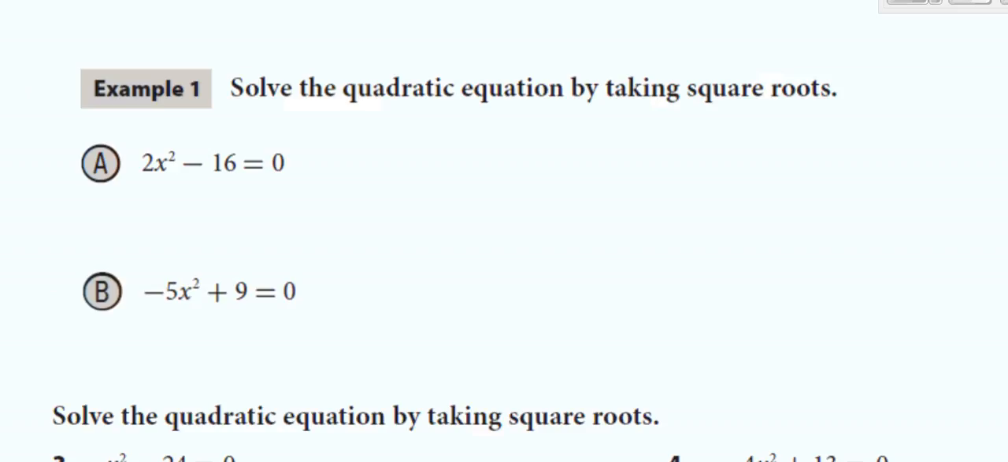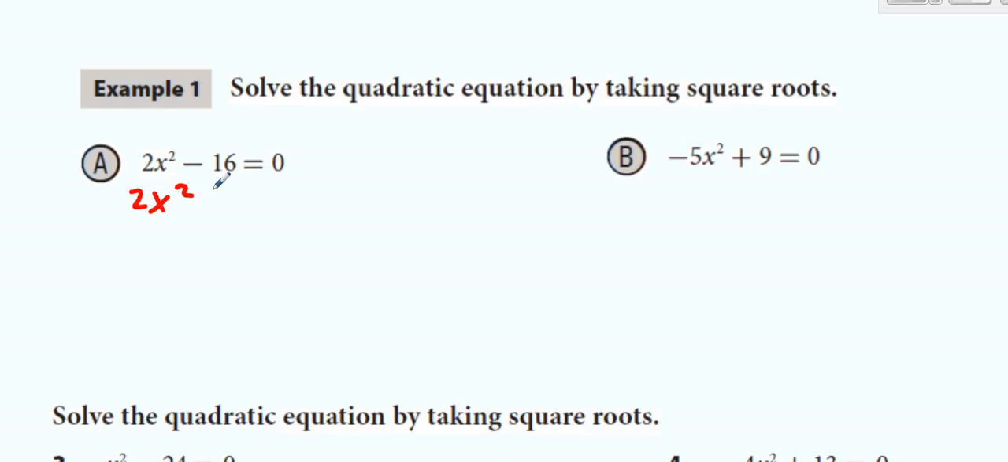So we're going to do some more. Just solve by taking square roots. When you do that, you need to get the x squared by itself first. So to get x squared by itself, we can move the 16 over. So add 16.